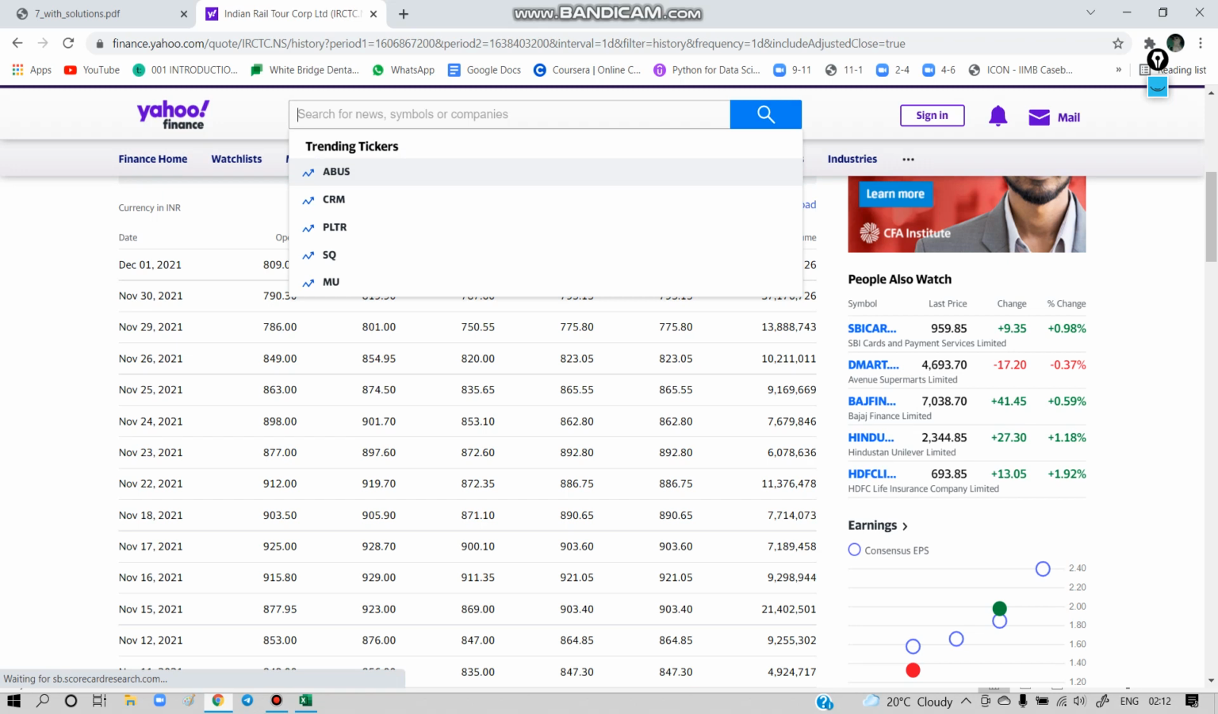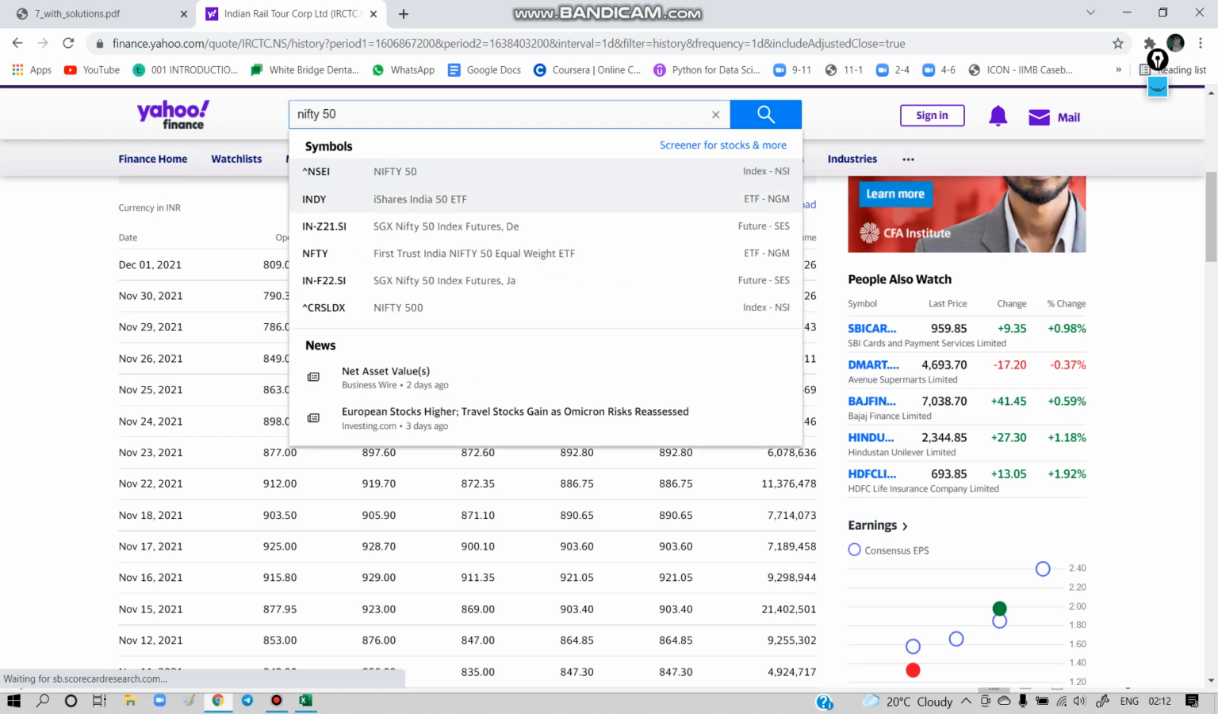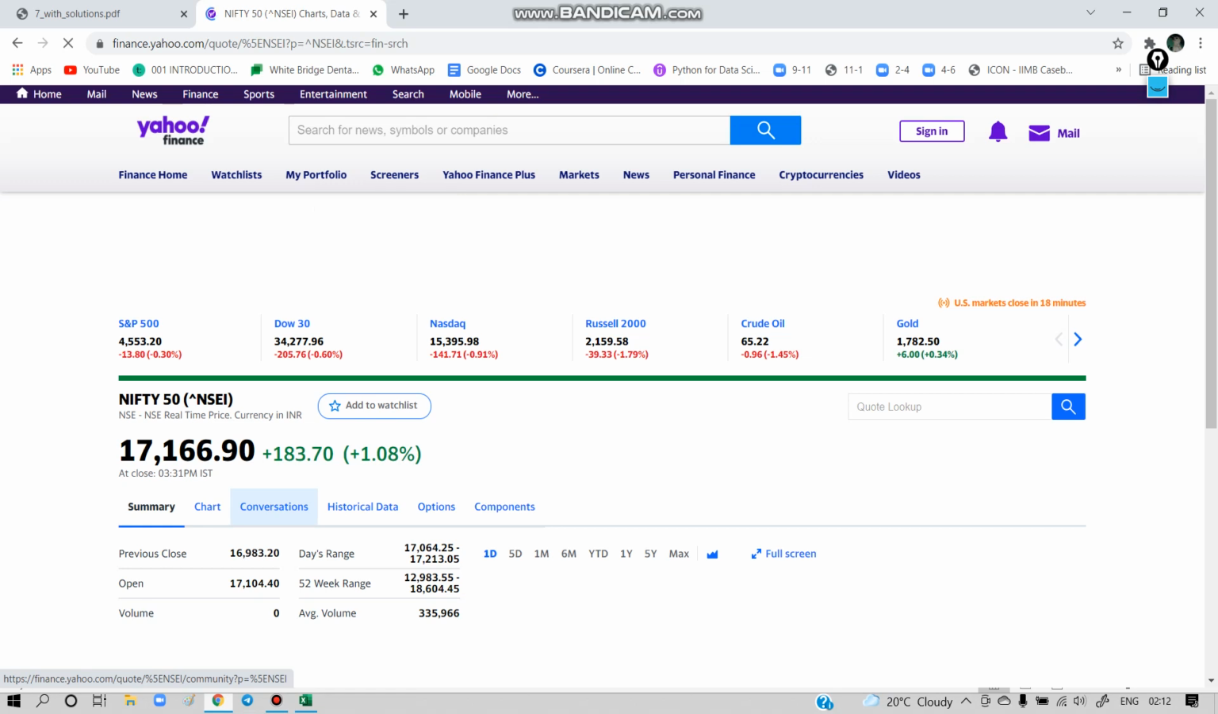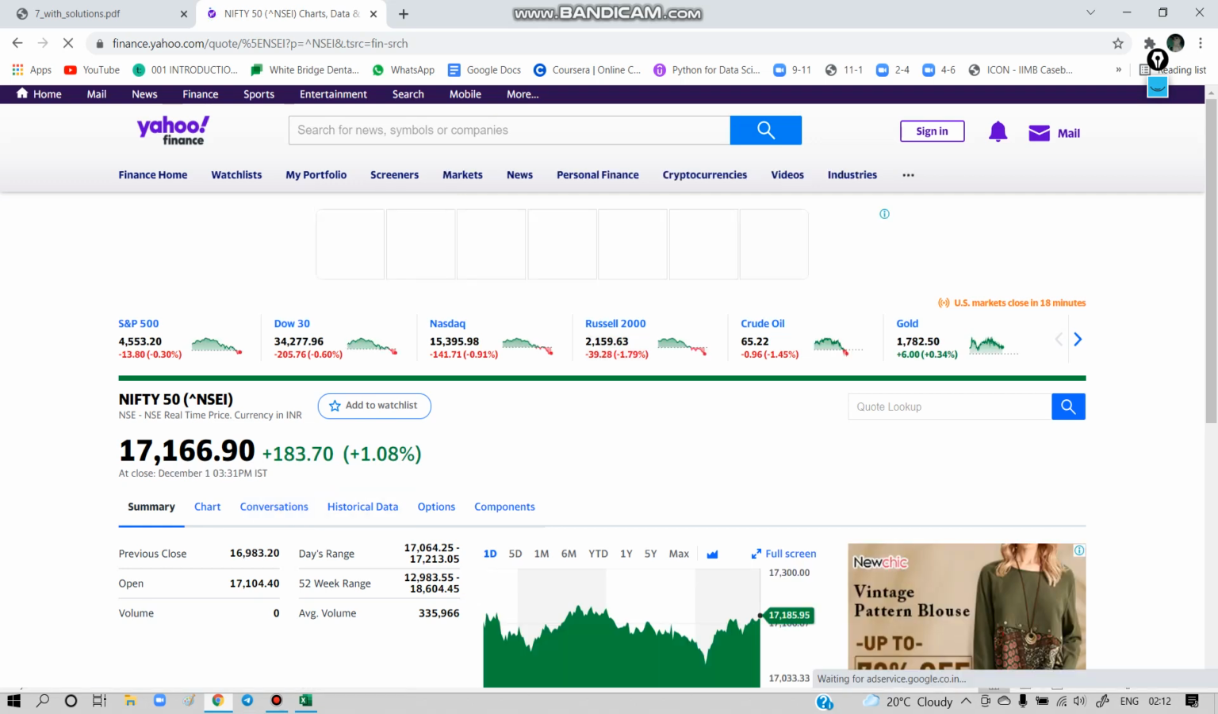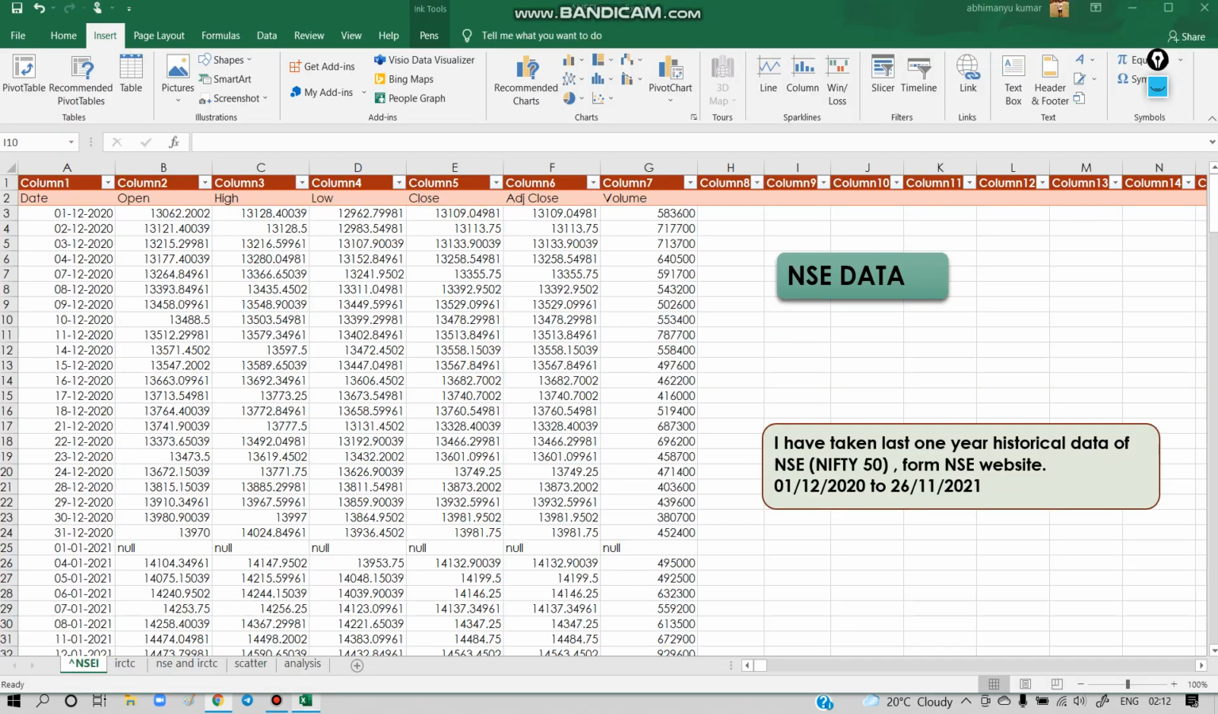You have to do the same for the Nifty 50. The same story: go to the historical data and download it for the last 1 year. So now I'll start without any further delay. Okay, so this is the NSE data of the last 1 year.